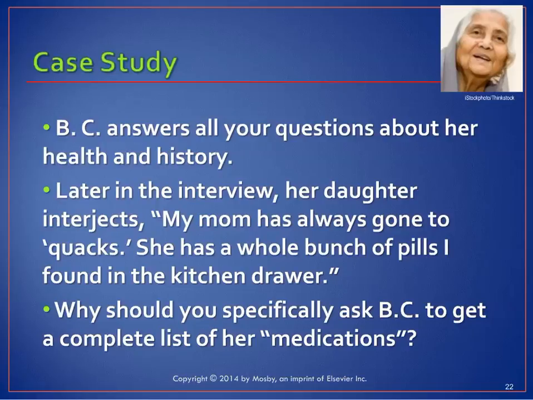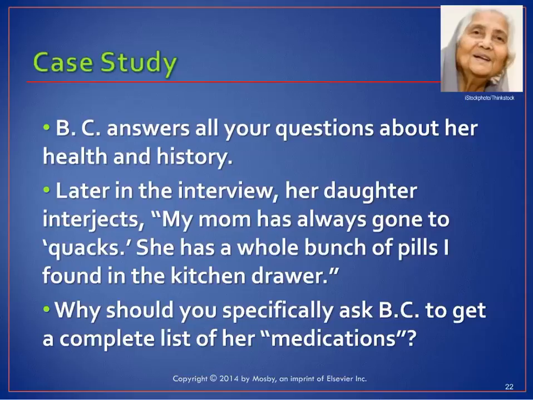BC answers all your questions about her health history. Later in the interview, her daughter interjects, "My mom has always gone to quacks. She has a whole bunch of pills I found in the kitchen drawer." Why should you specifically ask BC to get a complete list of her medications?